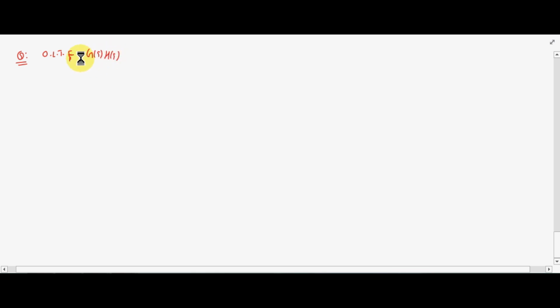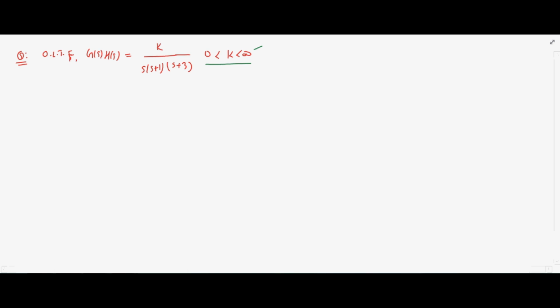In the question, the open loop transfer function of the system is given by s into (s plus 1) into (s plus 3), where the value of k is greater than 0 and less than infinity. This is mentioned here. It means k is greater than 0. If k is greater than 0, we generally consider this a negative feedback system. We'll explain it.